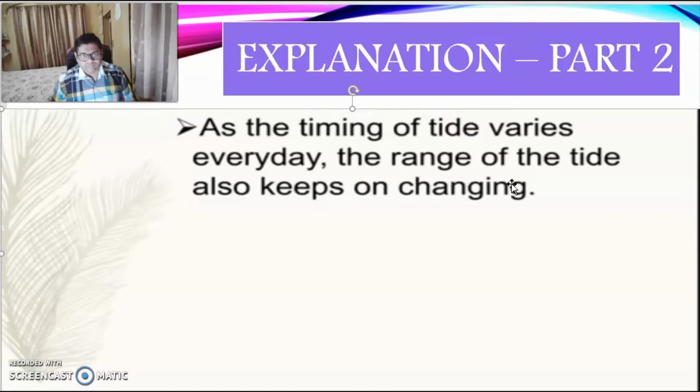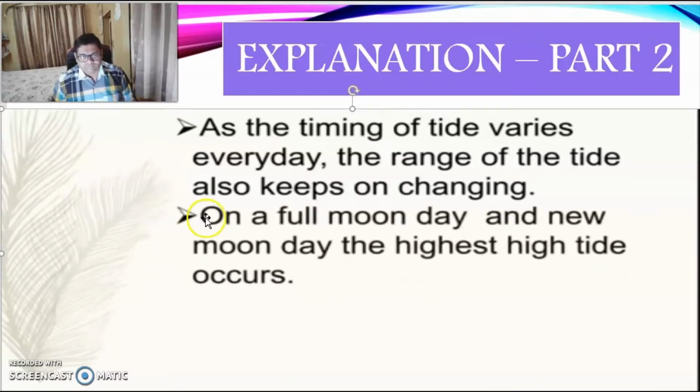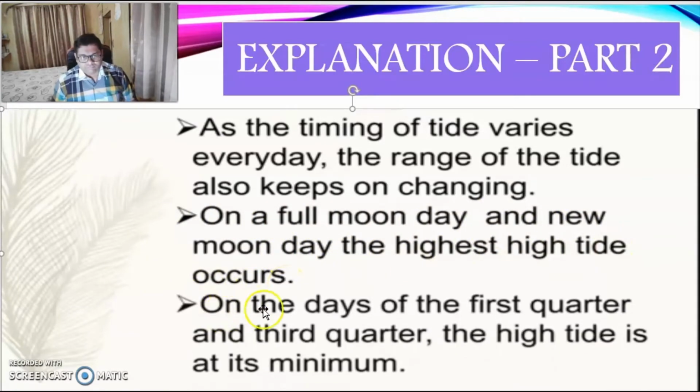So the time varies, and also the range of tide keeps on changing. Range means with what velocity, with what speed the tide is there. Then on a full moon day and new moon day, the highest high tide occurs. And on the days of the first quarter and third quarter, the high tide is at its minimum.